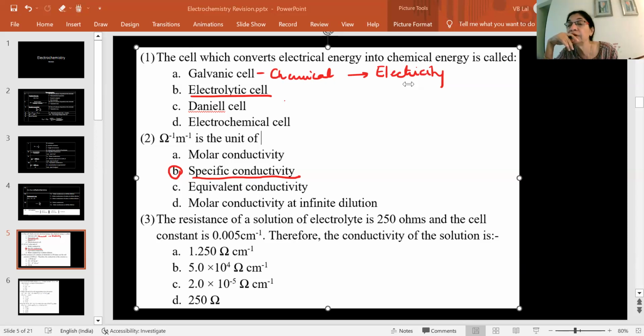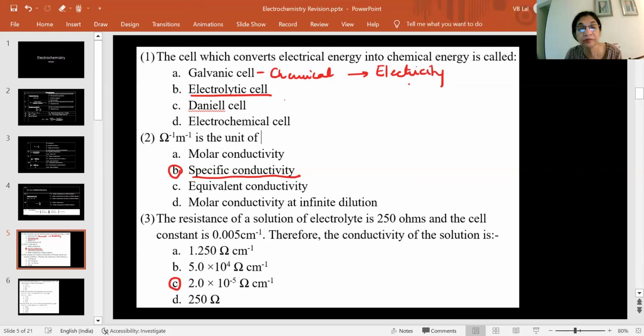So, Sanjay? Ma'am, 2 into 10 to the power minus 5. Very good. Excellent. Which formula did you use? Conductivity, kappa is equal to what? Resistance, 1 by R into cell constant. Right? 1 by R into cell constant.